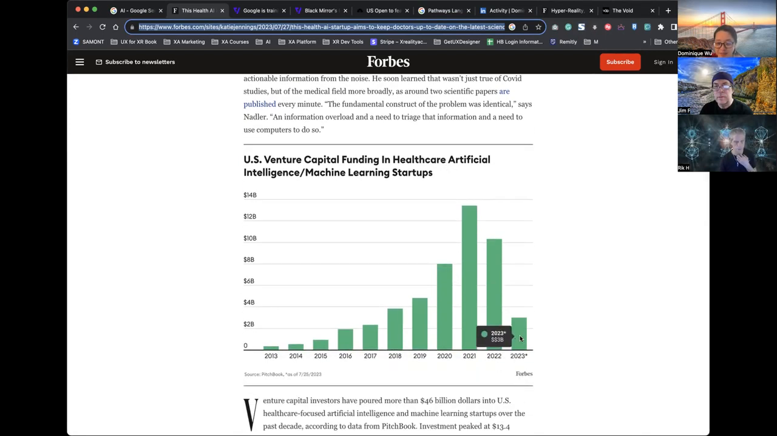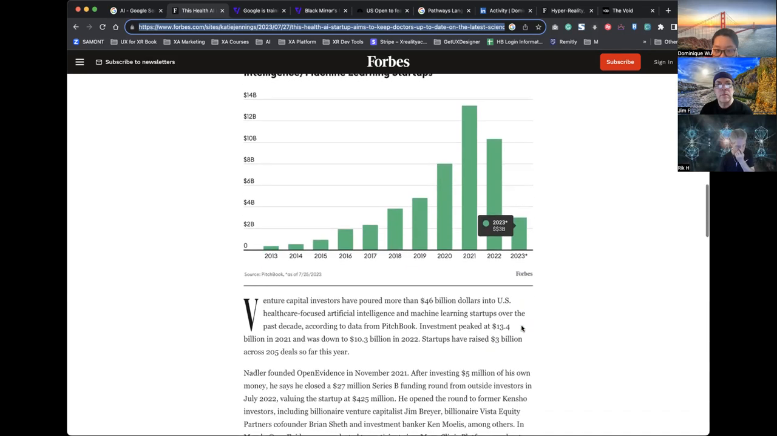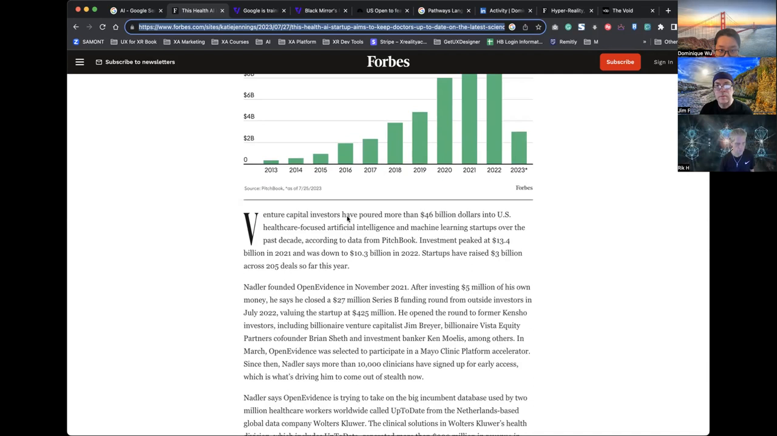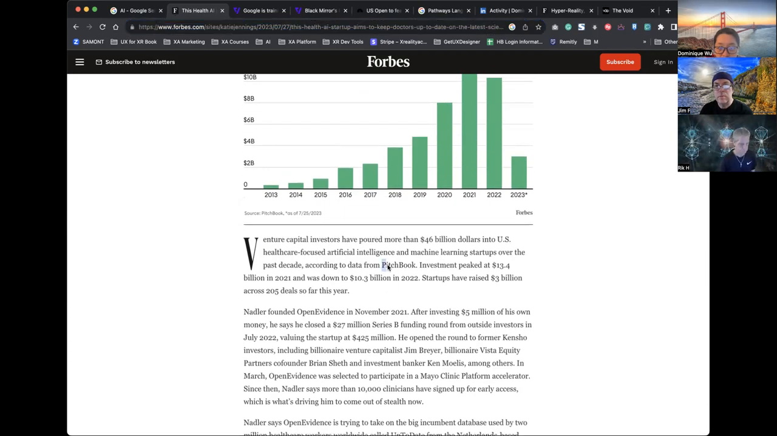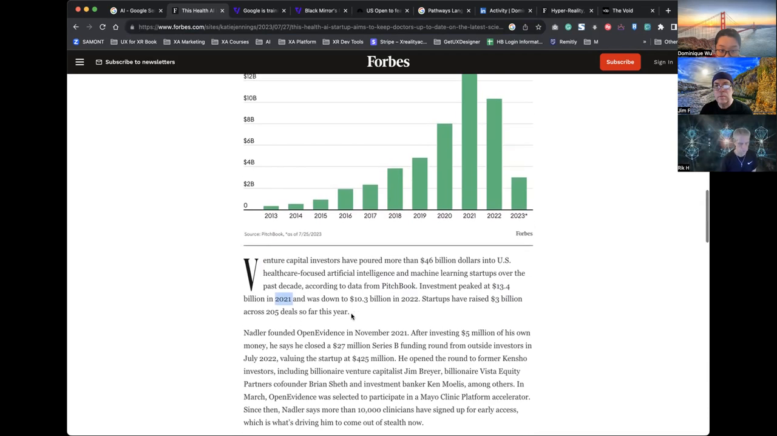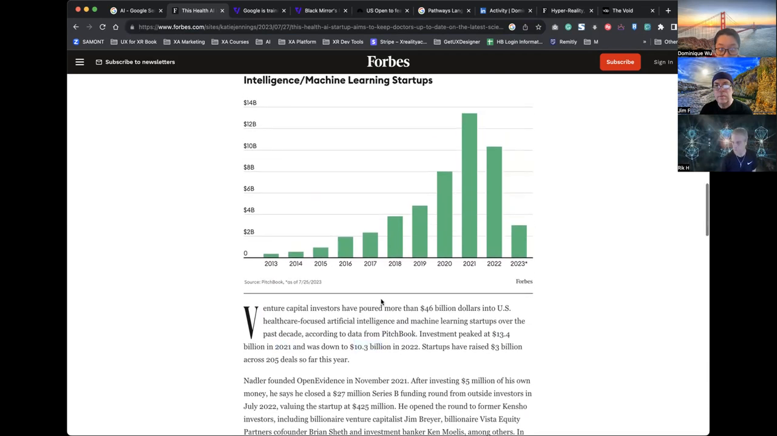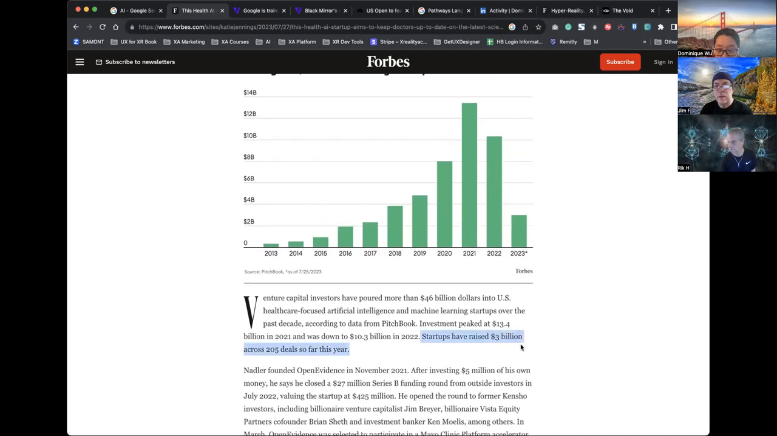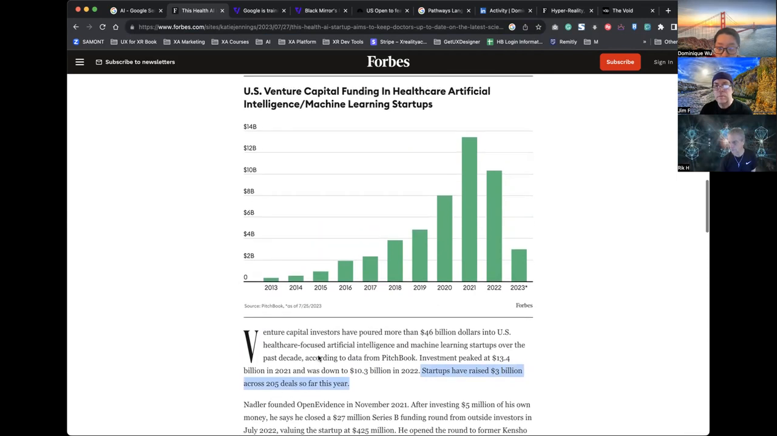So yeah, I'm surprised why right now it's just 3 billion. What's going on? If you see that venture capital investors have poured more than $46 billion into this startup over the past, this data is from PitchBook, peak at 13 billion in 2021 and down to 10.3 billion, and startups have raised 3 billion across 205 deals so far this year.